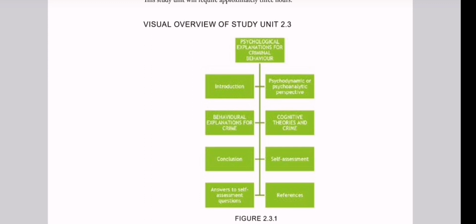Okay, we're moving to introduction. This study unit examines theories that explain criminal behavior primarily based on psychological theories in terms of the offender's personality attributes. Psychological theorists argue that criminal behavior originates in the personality of the offender rather than their biology or their situational environmental factors.